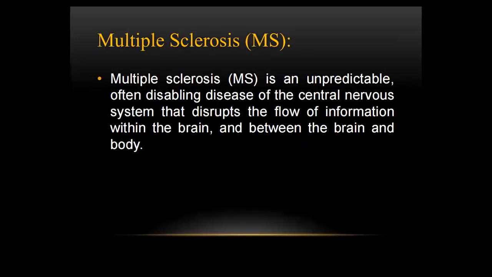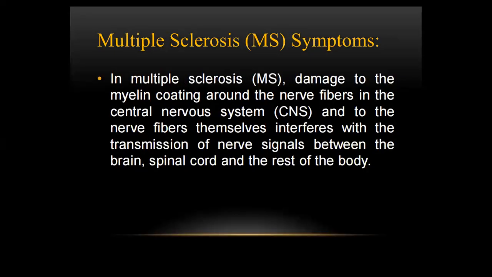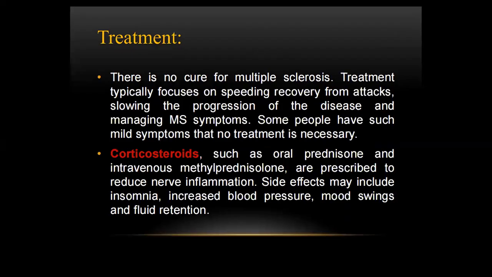Then the last disease is multiple sclerosis. It's an unpredictable, often disabling disease of the central nervous system that disrupts the flow of information within the brain and between the brain and the body. In multiple sclerosis, the myelin surrounding the nerve fibers in the central nervous system is damaged, and the nerve fibers themselves too, which interferes with the transmission of nervous signals between the brain, spinal cord, and the rest of the body. There is no cure for multiple sclerosis, basically. So what you have to do is a lot of speech therapy and also slow the progression of the disease.